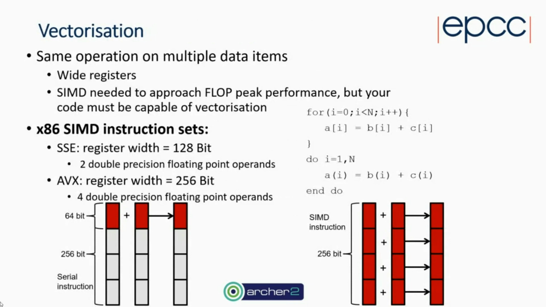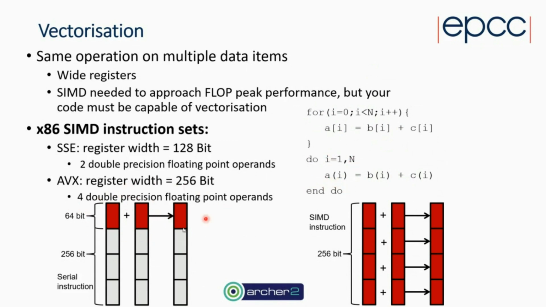But anyway, here's a little bit more detail. Same operation on multiple bits of data. Here we've got a C loop, here we've got a Fortran loop, but we're doing the same thing. We go from the beginning of the array to the end of the array. We load 2 bits of data, we add them together, and we store them into a third array. And we just do that multiple times until we've got to the end of the array iterator. And exactly the same in Fortran. Load C, load B, add them together, store to A.